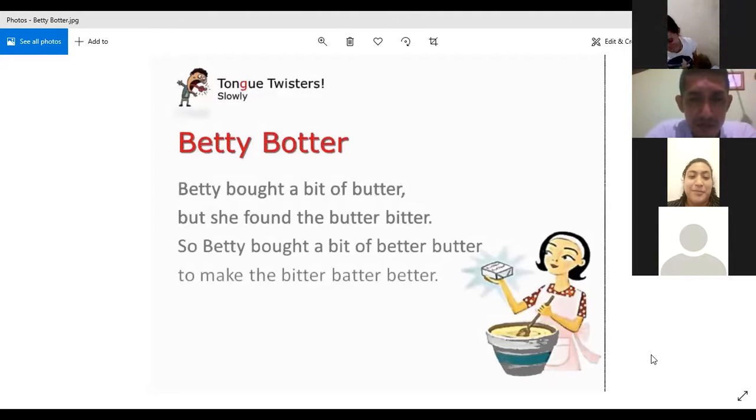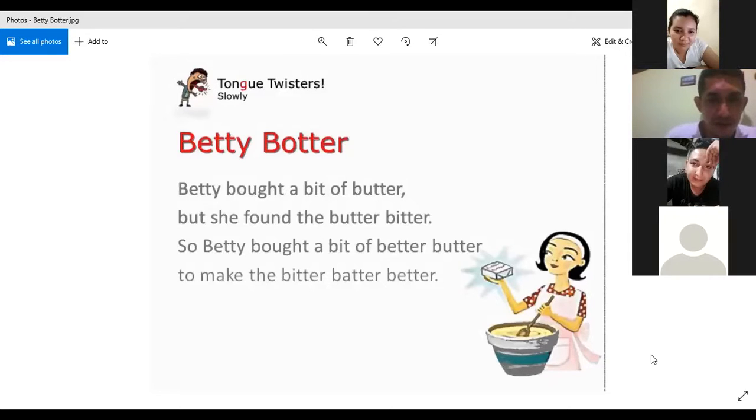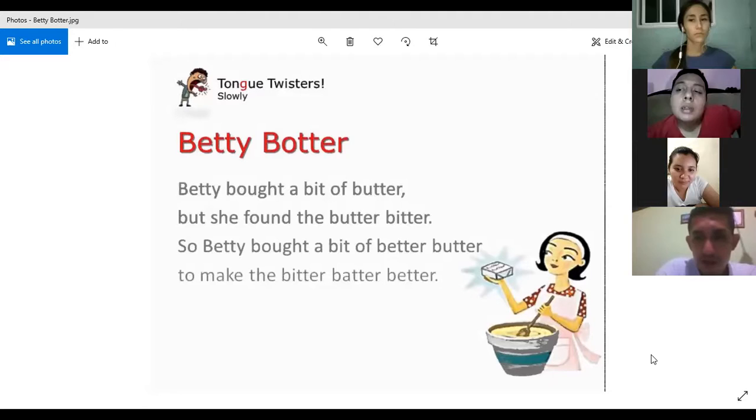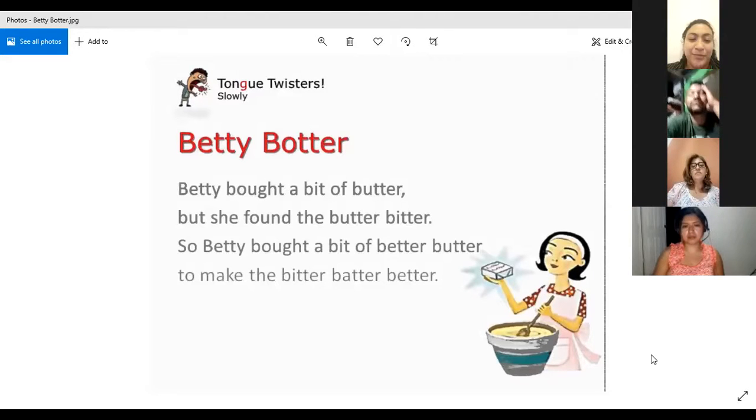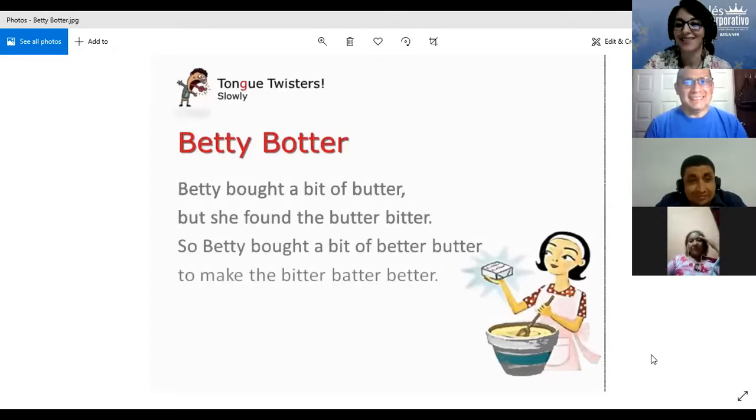Betty bought a bit of butter, but she found the butter bitter, so Betty bought a bit of better butter to make the bitter butter better. Okay, now fast. Betty bought a bit of butter, but she found the butter bitter, so Betty bought a bit of better butter to make the bitter butter better. Okay, thank you, Maricela.